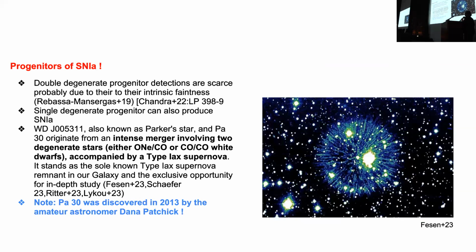And I will conclude on this: the progenitor of a SN Ia object. Double degenerate and single degenerate white dwarfs can give you a supernova remnant of type Ia. This is one of a kind, white dwarf G005311. Why is it important? For two things. First, it's a merger, a double degenerate case, ONe and CO, or two CO, they don't know yet. And the nebula that you can see here is a type Iax supernova, the only one known in the galaxy. And the most important thing is that it was discovered by an amateur astronomer.